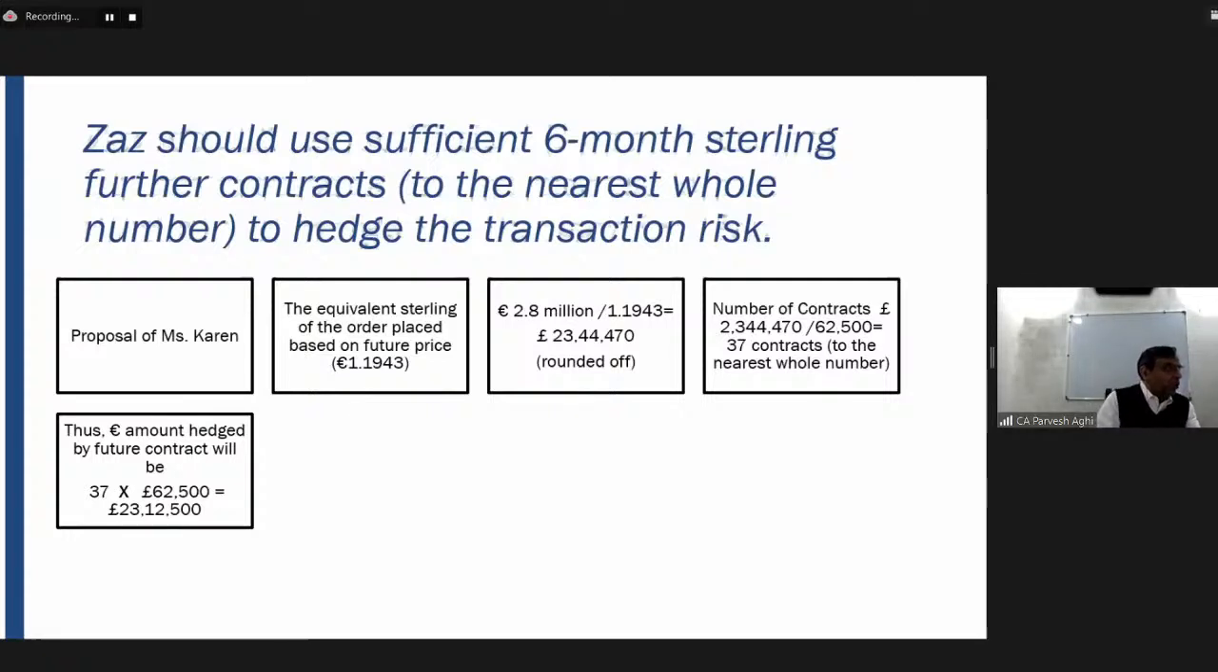So if 37 contracts are taken to hedge this transaction, then the futures contract will be of the value of 37 into 62,500, which will be 23,12,500. The total exposure in terms of euro was 2.8 million, which is translated into pounds as 23,44,000, but they are actually taking a hedge for only 23,12,500 pounds. Which means under hedging.